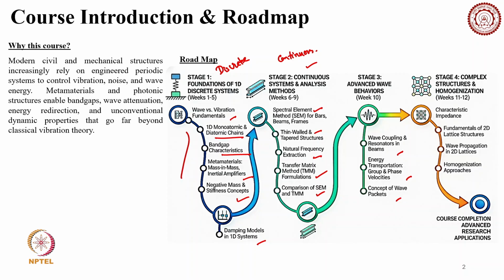Then the next part is much more complex. In those cases, we will go for characteristic impedance, fundamentals of the 2D lattice structure, wave propagation in the 2D lattice, and we will also see the homogenization approach. With this, we will conclude the complete course.